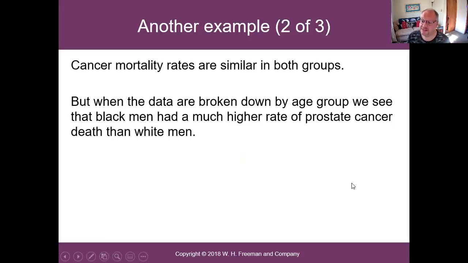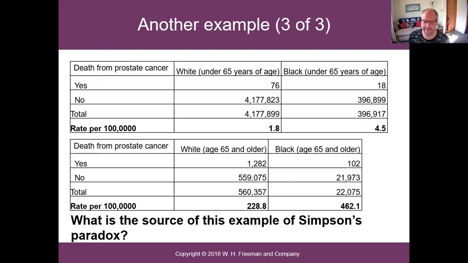Cancer mortality rates are similar in both groups. Like we said, they're both about 28%. But when the data are broken down by age group, we see that black men had a much higher rate. Now look at the new conditional distributions and look at what they say. Here we have, if we break it down by age, which we had not discussed before, we see a significant, massive change. Look at these figures here. And then look at these figures right here.